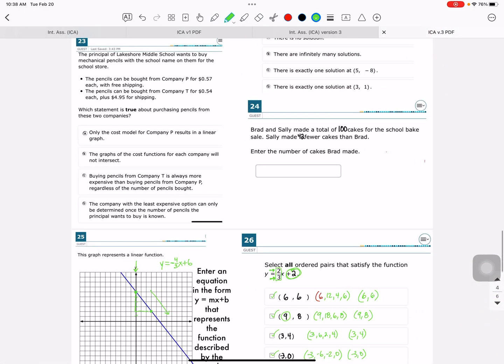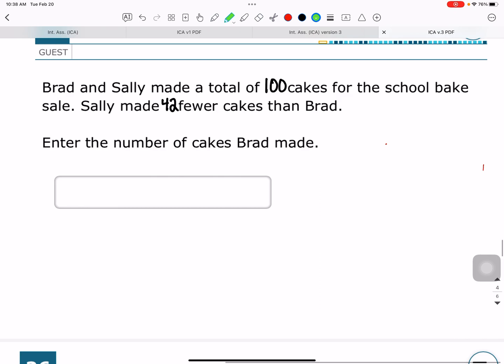Okay, let's see. Sally, we don't know what she is, but Sally and Brad make a total of, Sally plus Brad equals 100 cakes. Okay, Sally and Brad make 100 cakes. Sally makes 42 less than Brad. So if I can make a sentence out of that too. Sally does not equal Brad.